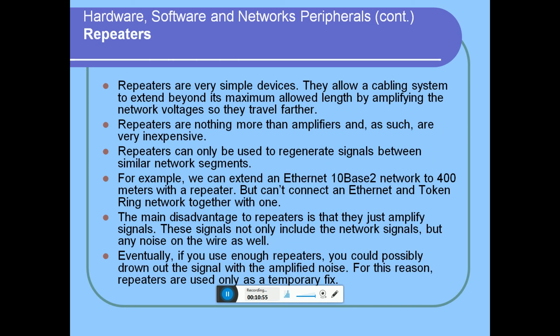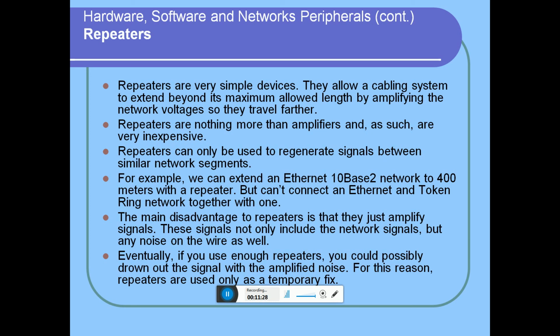Repeaters are very simple devices. They allow a cabling system to be extended beyond the maximum allowed length by amplifying the network signal so it can travel further. Repeaters are nothing more than amplifiers, and as such are very inexpensive. Repeaters can only be used for regenerating signals between similar network segments. For example, you can extend an Ethernet 10Base2 network to 400 meters with repeaters, but you cannot connect Ethernet and token ring networks together with one.